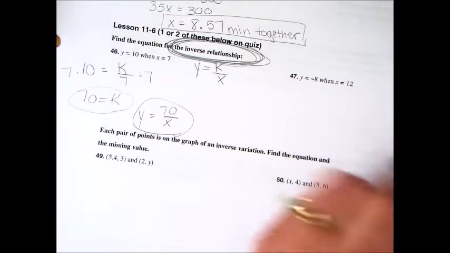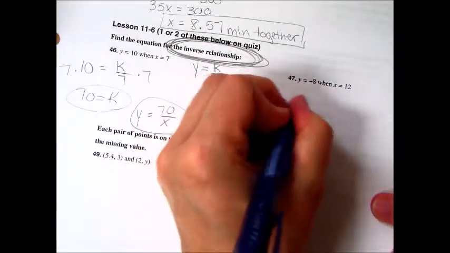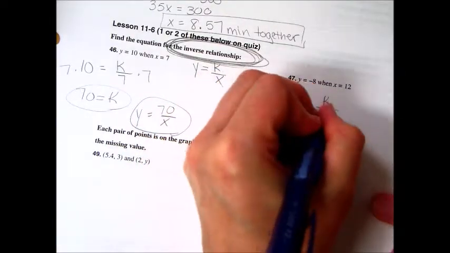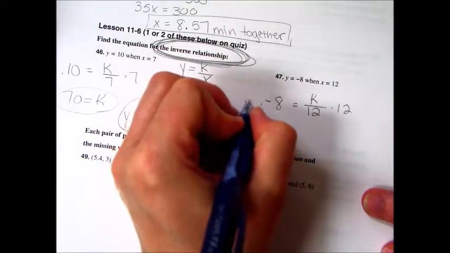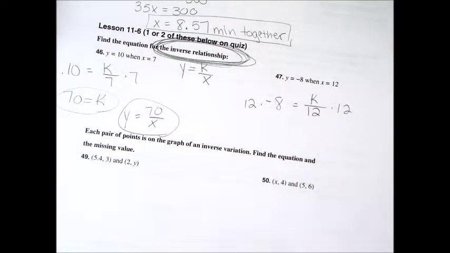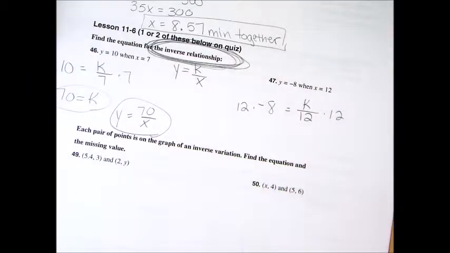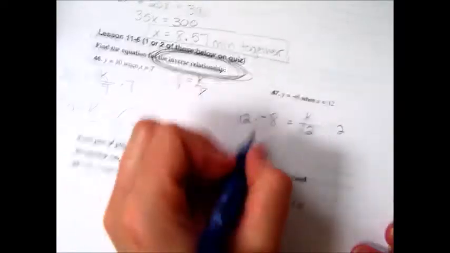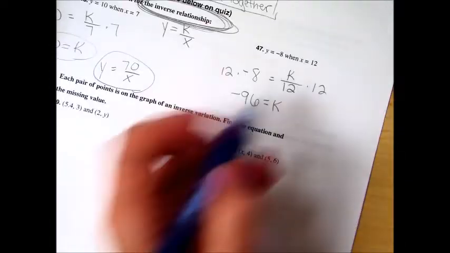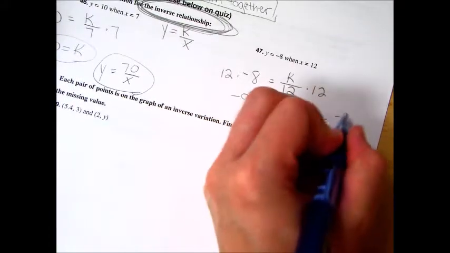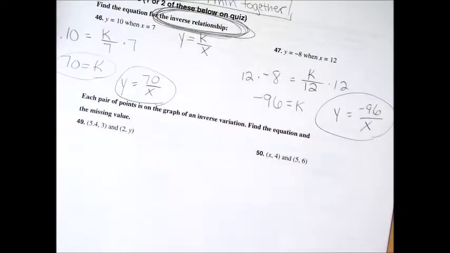Number 47. Y, which is negative 8, equals k over x, which is 12. Multiply by 12. I feel like that's 96, so maybe I should double check my baby brain. 12 times negative 8, negative 96, yay, equals k. Now that's just the constant of variation. I still need to make my equation. So I do y equals negative 96 over x. Ta-da!